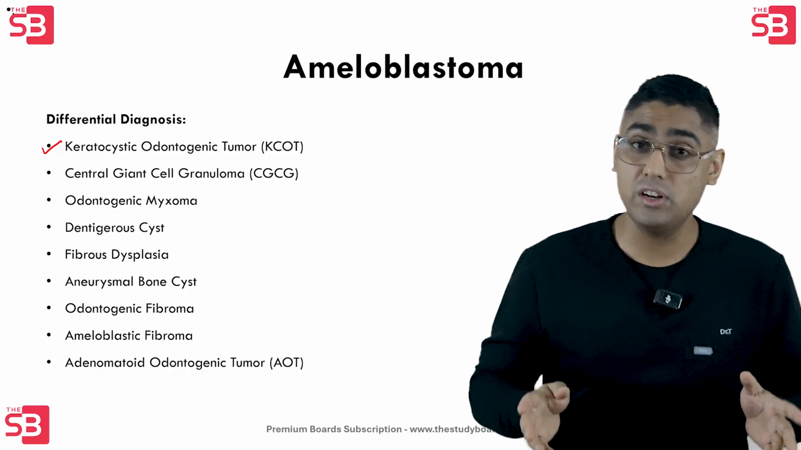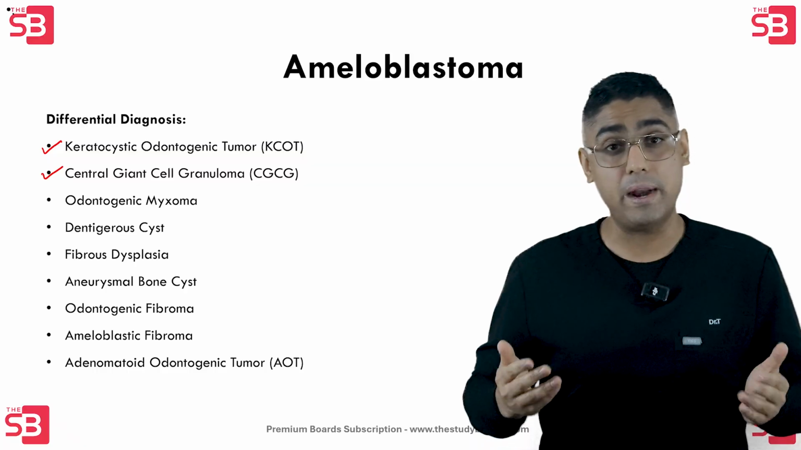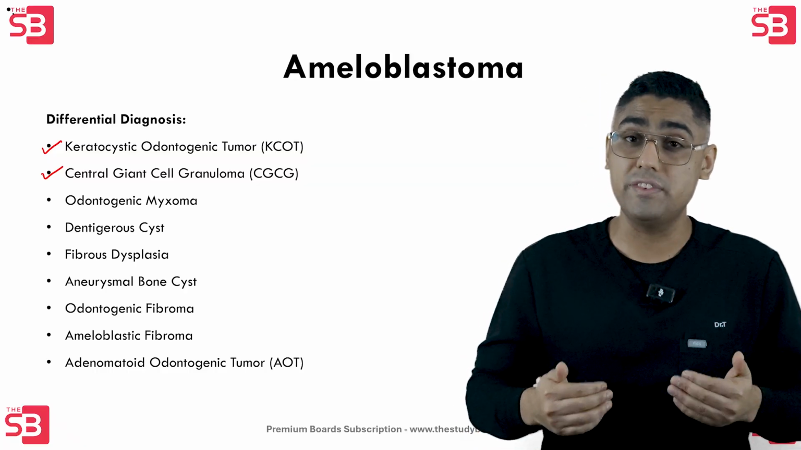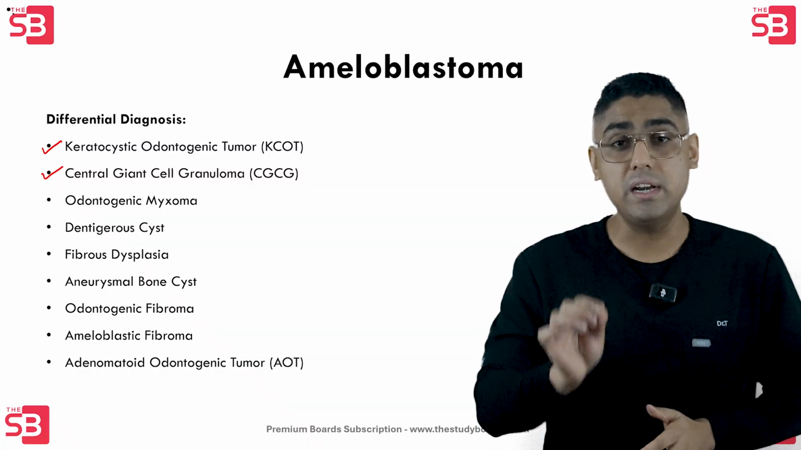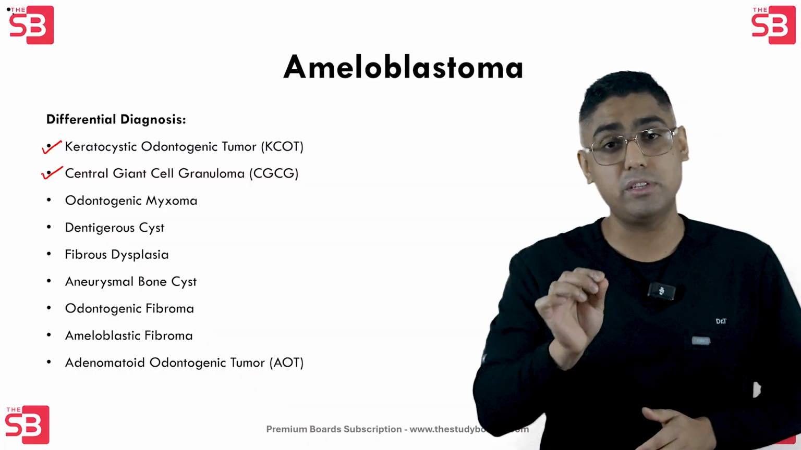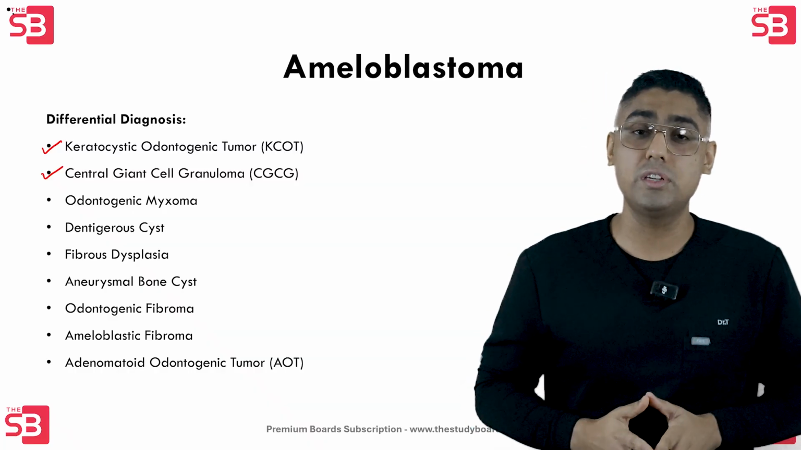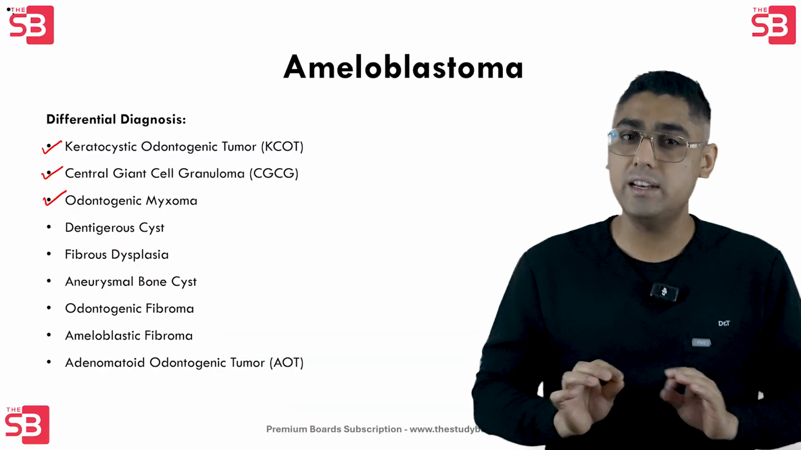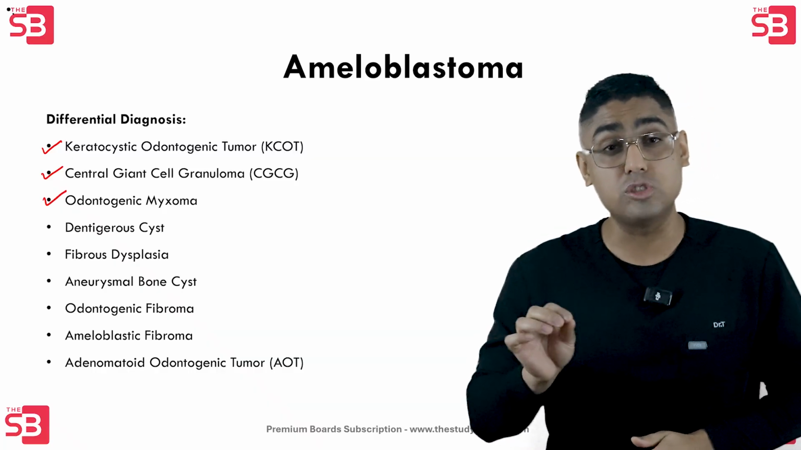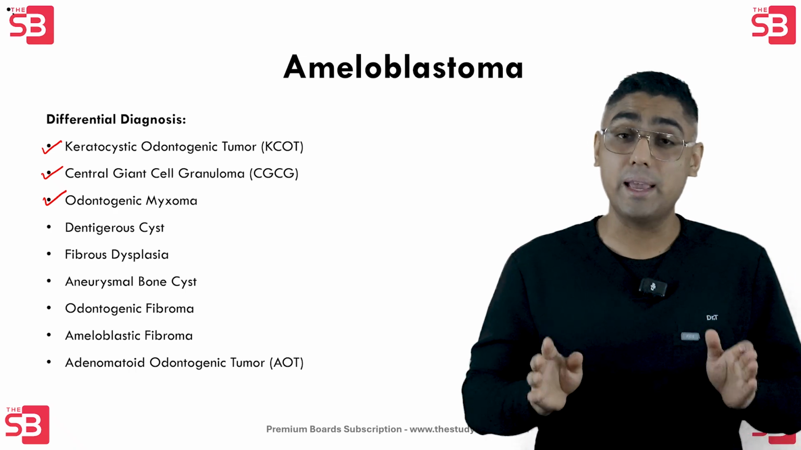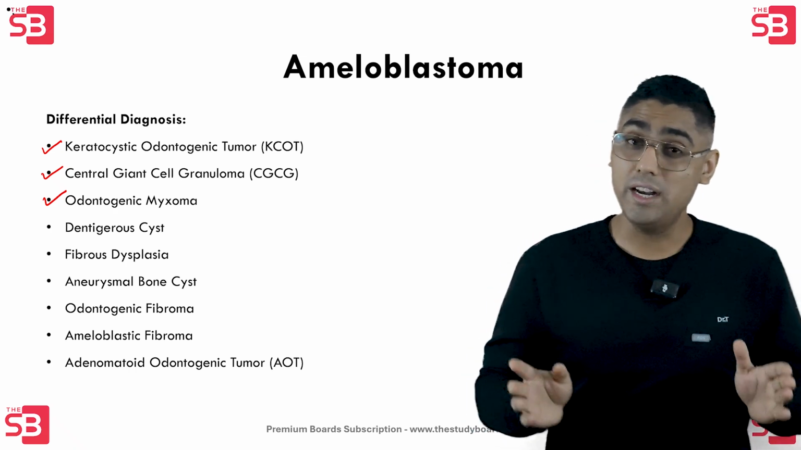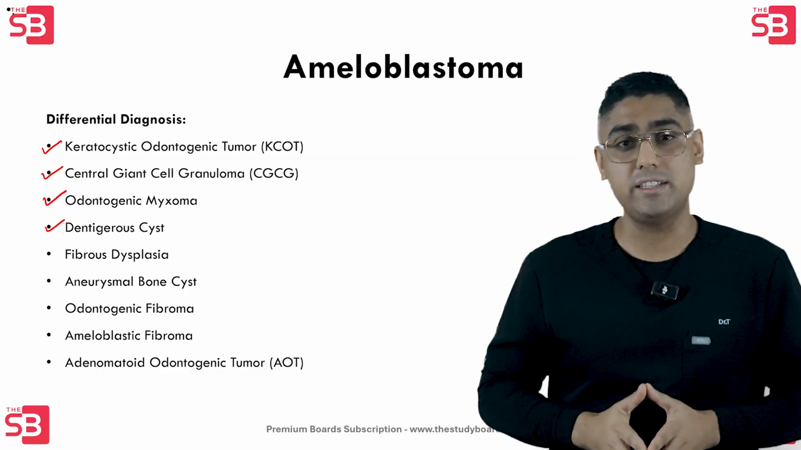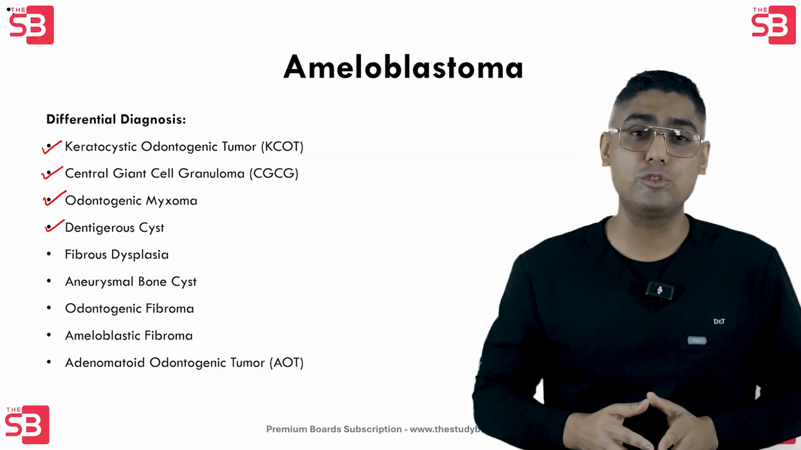Then think about central giant cell granuloma, which affects the mandible with expansile radiolucent lesions, but it is more aggressive in young patients, containing multinucleated giant cells in the fibrous stroma. Then the next is odontogenic myxoma, which presents with a soap bubble appearance, but it has a gelatinous consistency with loose myxoid stroma lacking epithelial islands. Now think about dentigerous cyst, because it surrounds an unerupted tooth crown with non-keratinized epithelium versus ameloblastoma's characteristic ameloblastic epithelium.